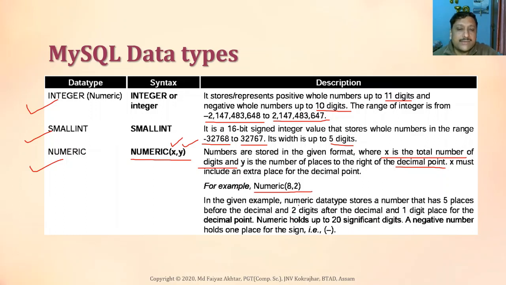So in the given example, the numeric data type stores a number that has 5 places before the decimal, 2 digits after the decimal, and 1 place for the decimal point. The decimal point also requires 1 place. So numeric holds up to 20 significant digits. A negative number holds 1 place for the sign. The sign also needs 1 place.